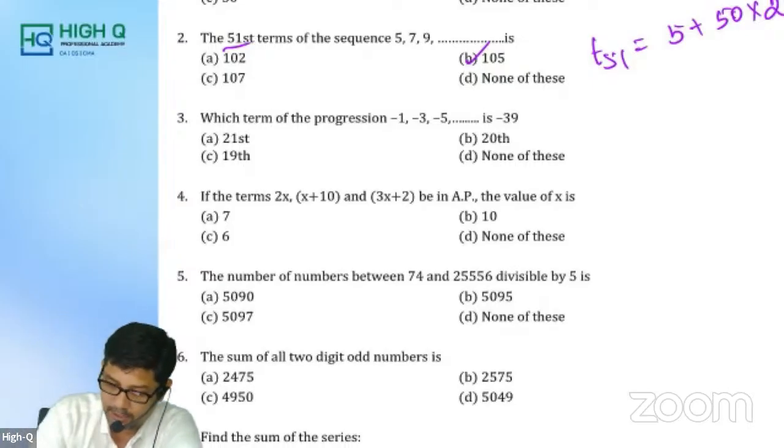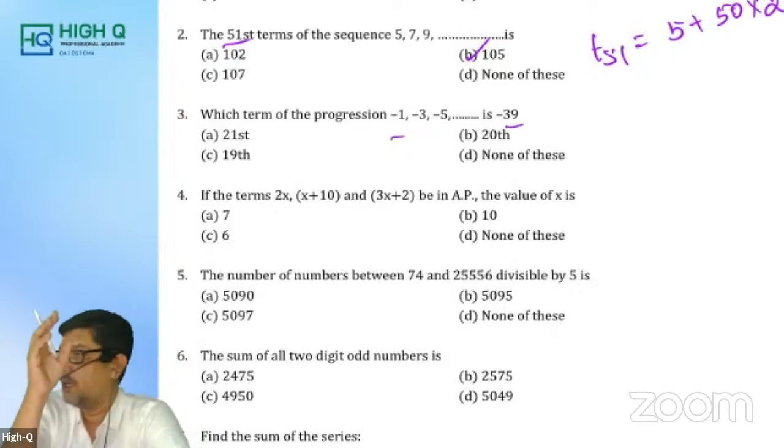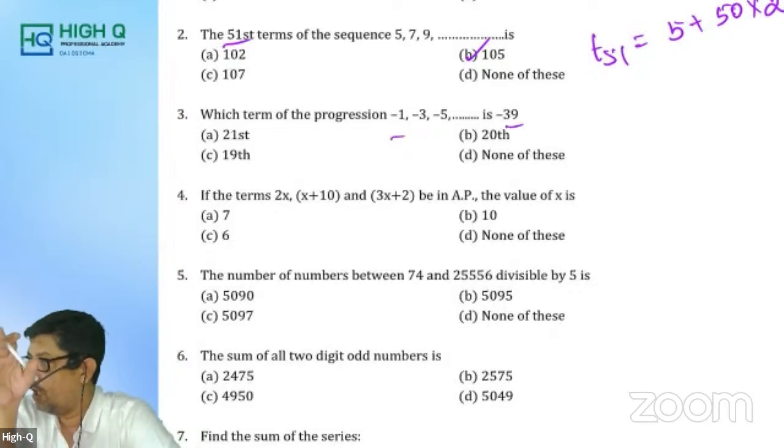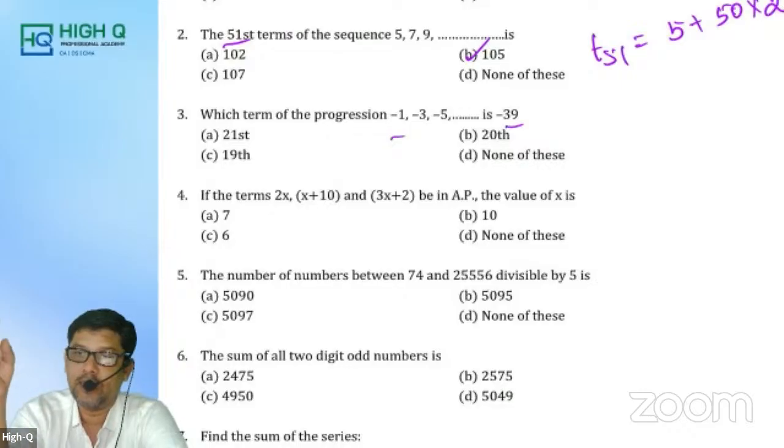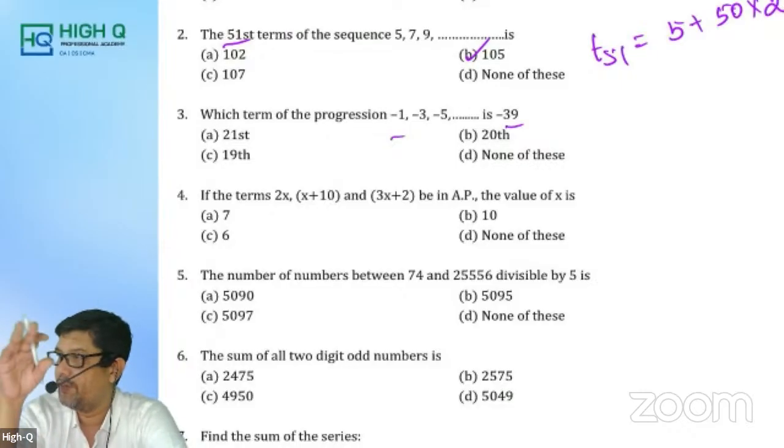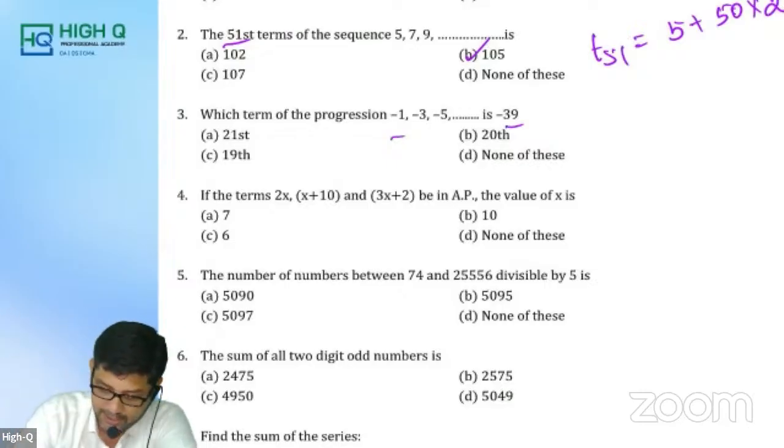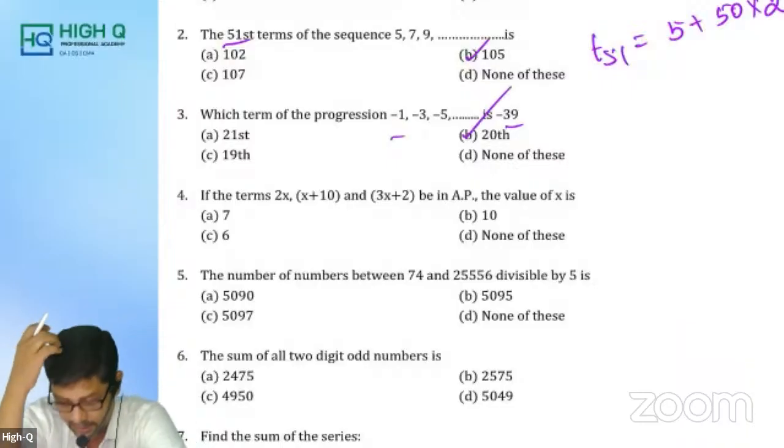Look at this, my dear. It is 1 to 39, all odd numbers. From 1 to 39, there are 20 odd numbers. Since it is 1 to 39, we are going to have all odd numbers. So 20 is the right answer. So the 20th term is -39.